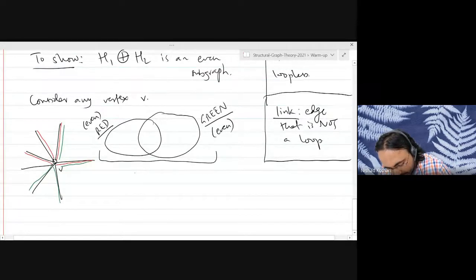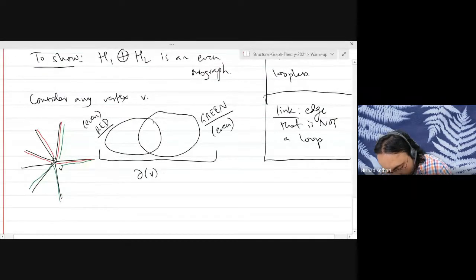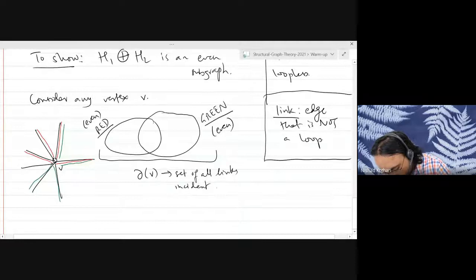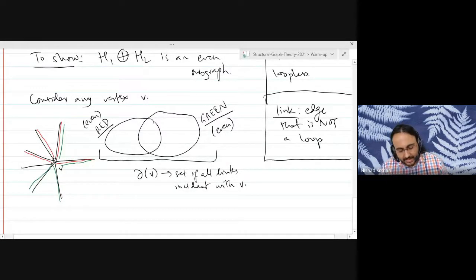So what this drawing is representing is all the edges incident at V. Remember, this is the set of all edges, all links incident with the vertex V. Okay, that's the notation we are using. So if you look at all the edges incident at the vertex V, some of them are red, some of them are green, some of them are red and green, and some of them are neither red nor green. Okay? Well, this intersection here could be odd or even.